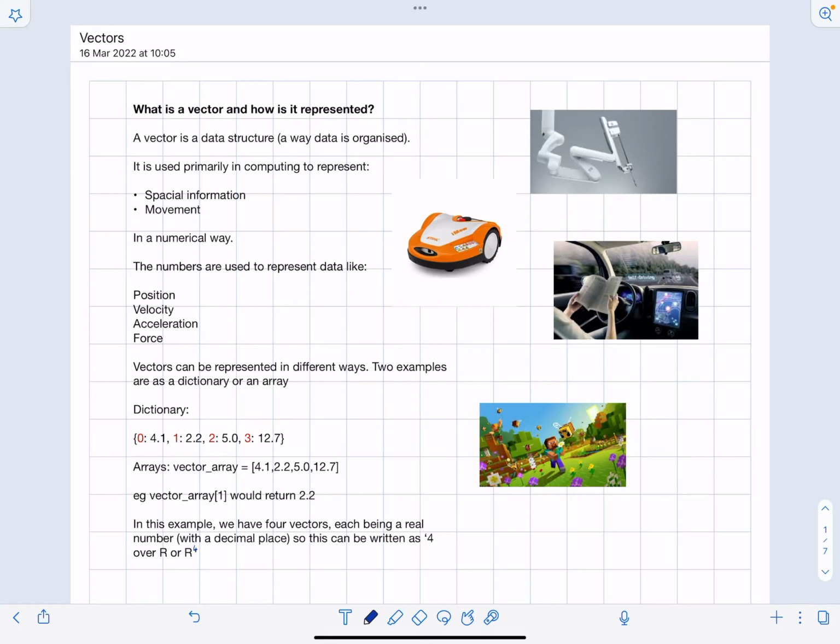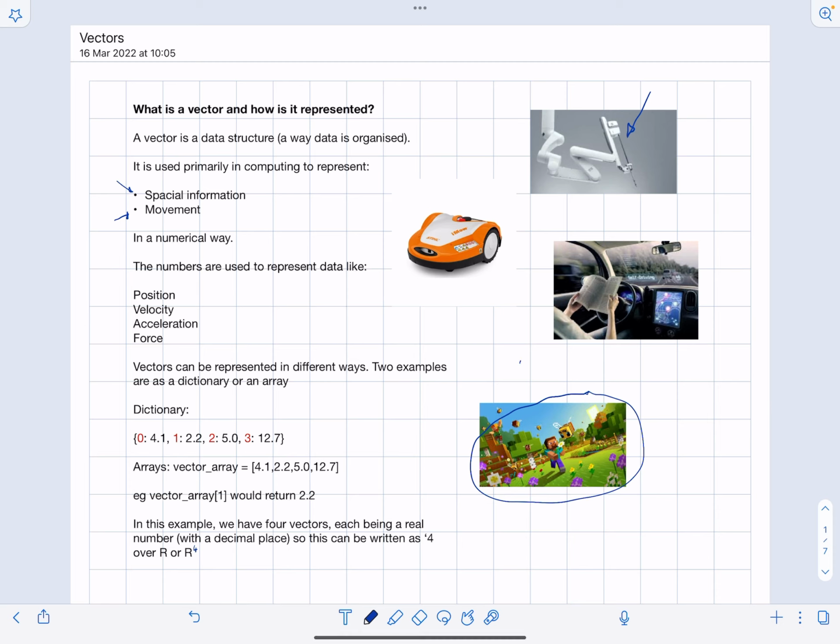So when we're talking about vectors in computing, we're talking about how a computer can store things like spatial information and movement. If we think about spatial information, we might be talking about, for example, a three-dimensional world in a video game. We might be talking about maybe a robotic arm, which moves a certain amount, or a robotic hand which opens and closes.